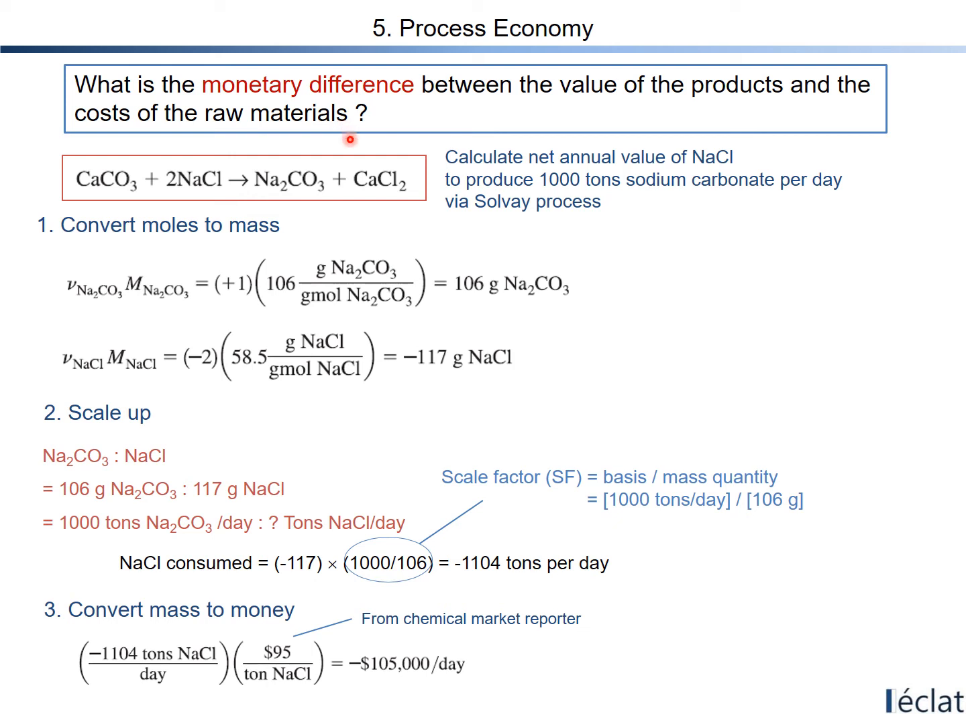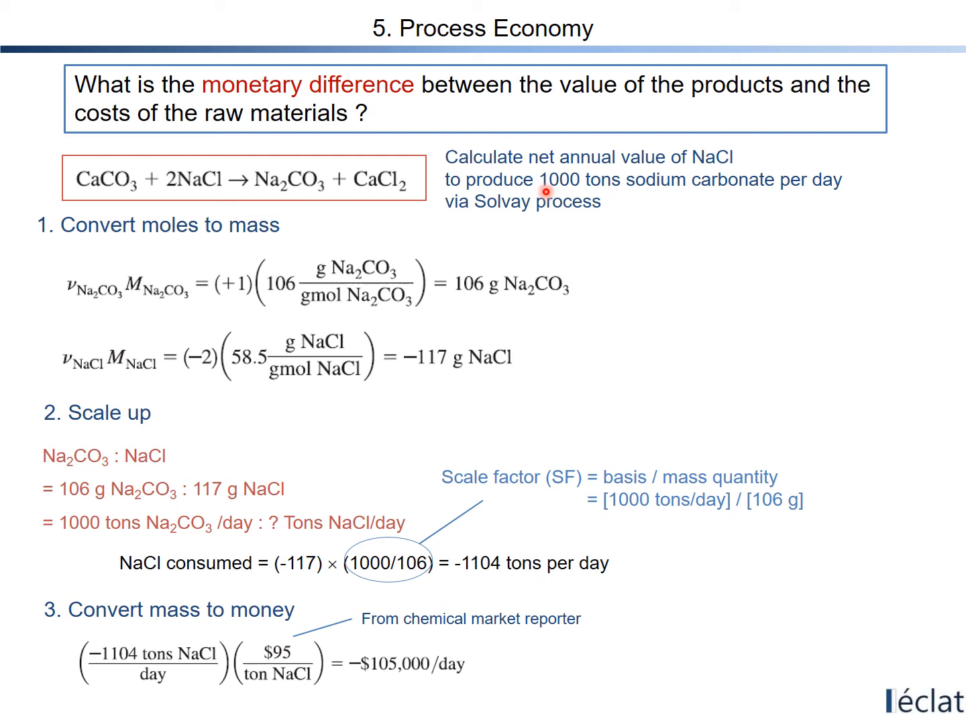Okay, here's the example. What is that? Solvay process for making sodium carbonate. Two reactants, calcium carbonate plus sodium chloride, are going to desired product and byproduct. So here is the question. Calculate the cost of sodium chloride to produce 1000 tons sodium carbonate per day by the Solvay process.